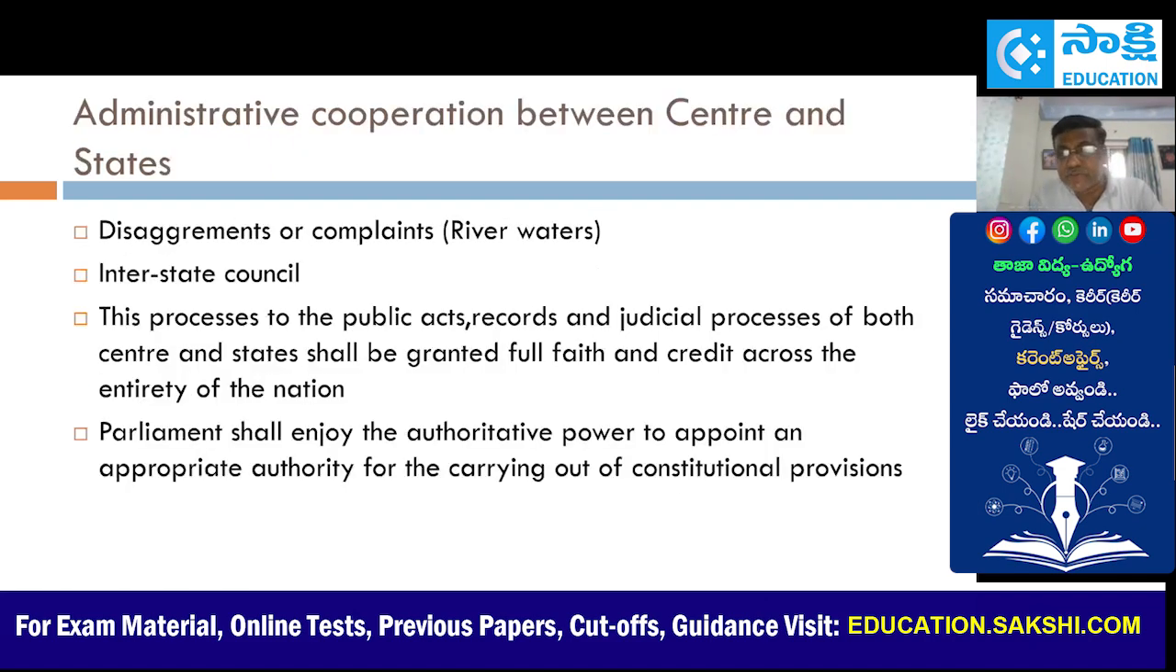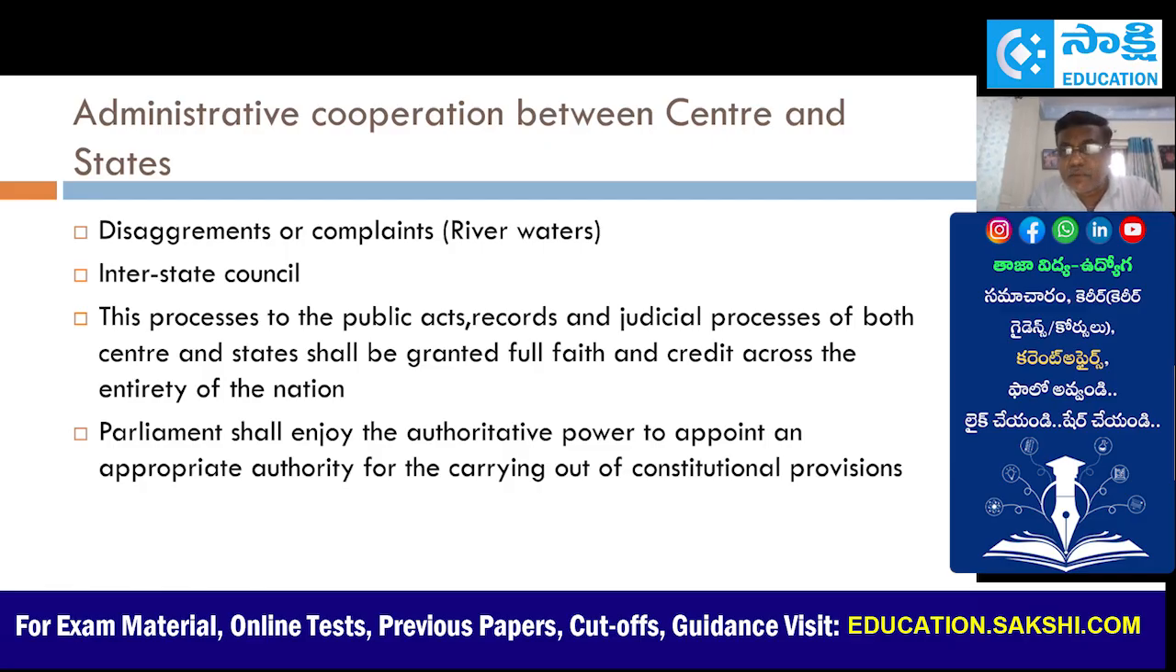Article 256 to 263, Part 11 of the Constitution deal with administrative relation between the center and the state. The executive powers of the union government extend to all the subjects on which Parliament can make laws. The states also exercise executive powers in conformity with the laws made by the Union Parliament.